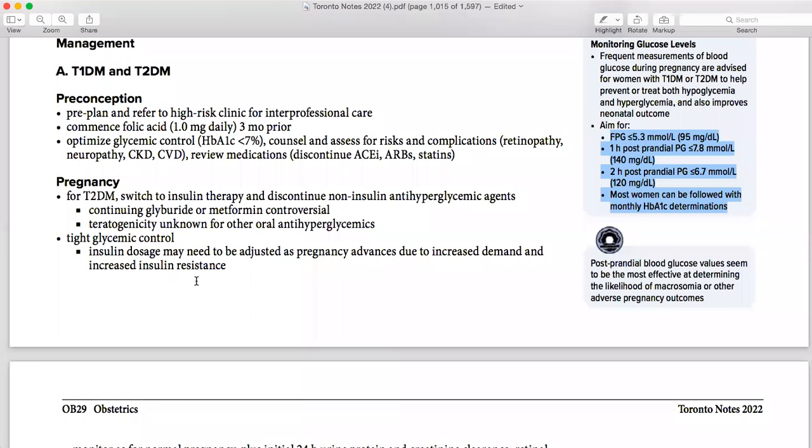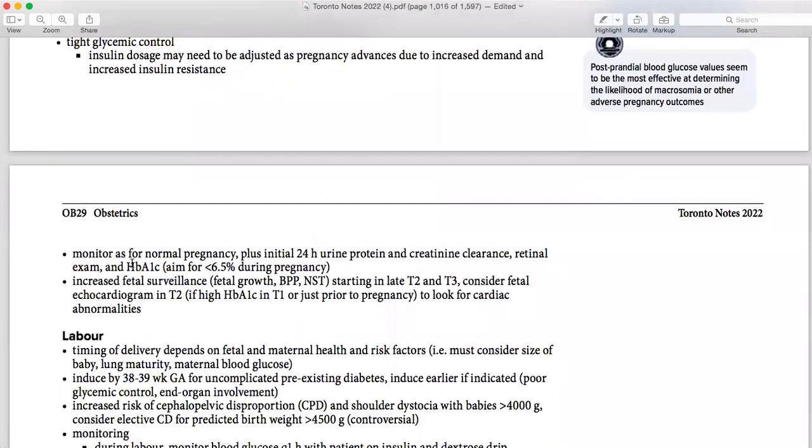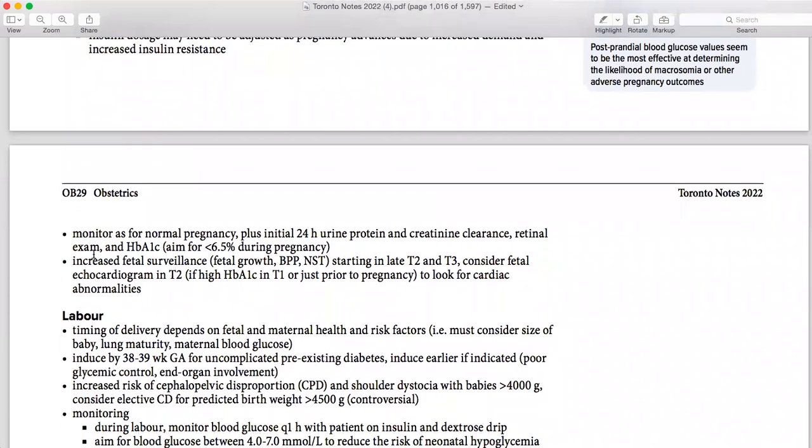Those particular things, what is raising and what is increasing, are written at the start, so you can read it from there. Postprandial blood glucose value seems to be most effective at determining the likelihood of macrosomia. See what I was talking about. Monitor as for the normal pregnancy plus initial 24-hour urine protein and creatinine clearance, retinal exam. So you have to check for everything.